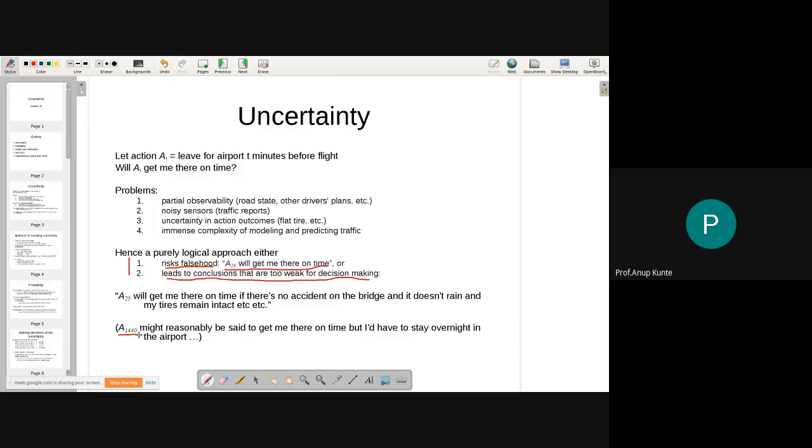Okay, so 8:25 will get me there on time if there's no accident on the bridge and it does not rain and my tires remain intact, etc. So there are a lot of ifs and buts. If 8:25 can work, but then 14:40 will definitely work, क्योंकि अगर मैं एक्सीडेंट हुआ तो भी उस थोड़ी देर बाद वो क्लियर हो जाएगा and I can reach the airport. If my tire gets flat, still I can manage to correct that particular tire and maybe reach the airport in time, because I'm starting so early.